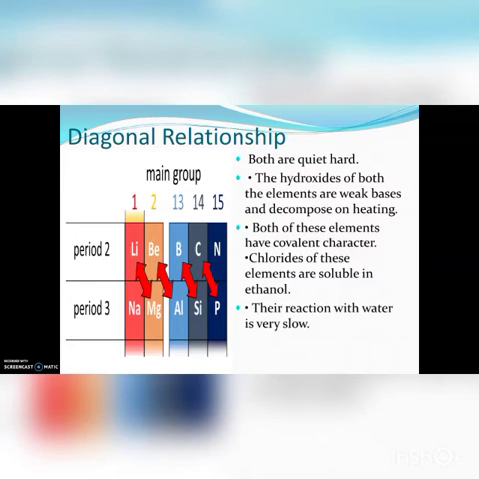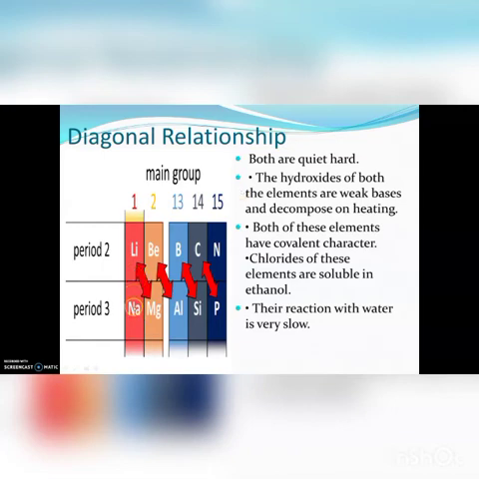And if we check the second period element and third period element, they will show some relations diagonally. The diagonally placed element shows some properties similar to the element in period 2. For example, if you take lithium and magnesium, they are both hard.